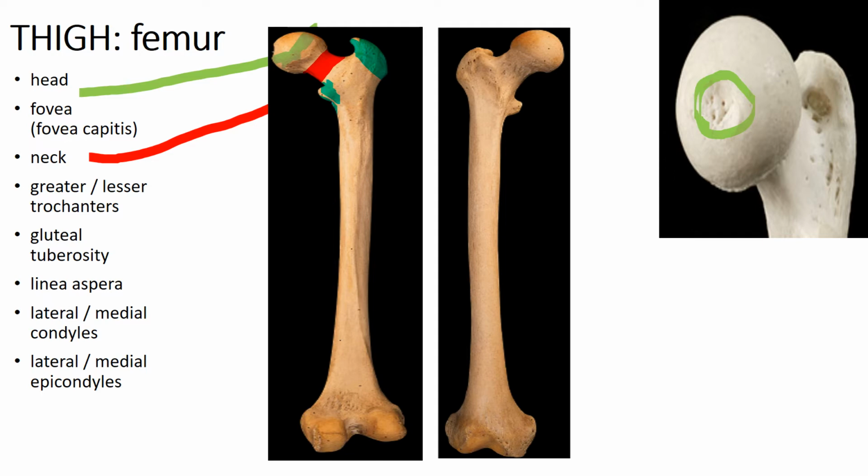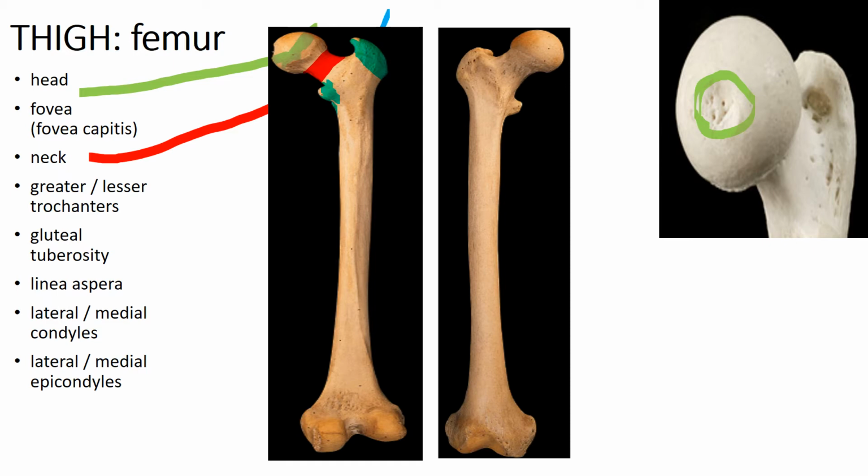So one way to tell the difference, other than size, is that the greater trochanter, this one, is going to be more lateral, and then more medial is going to be the lesser trochanter. So when you stand up and you palpate your lateral thigh near the hip joint, you can feel this bony projection, and that's going to be the greater trochanter, because again, that's going to be lateral.